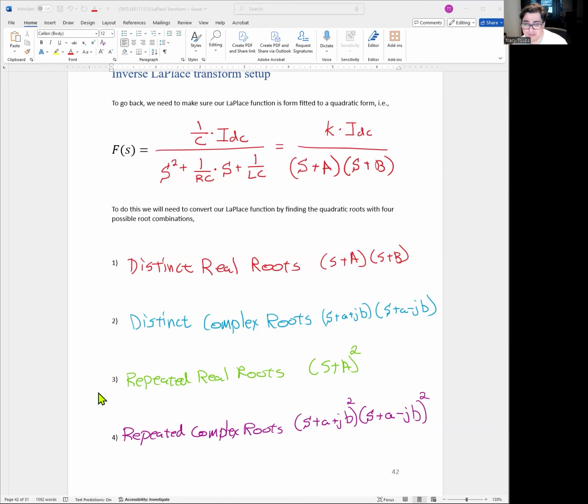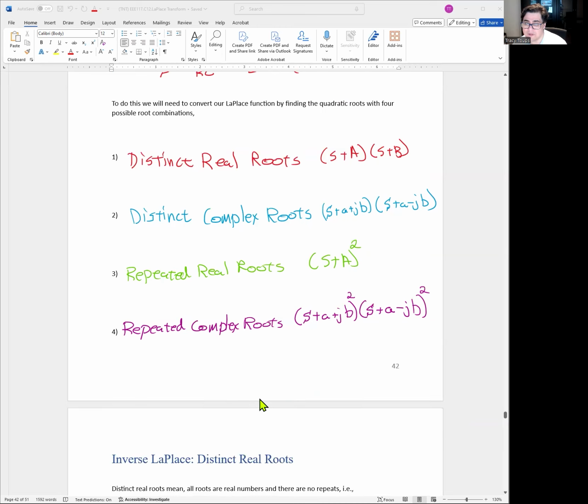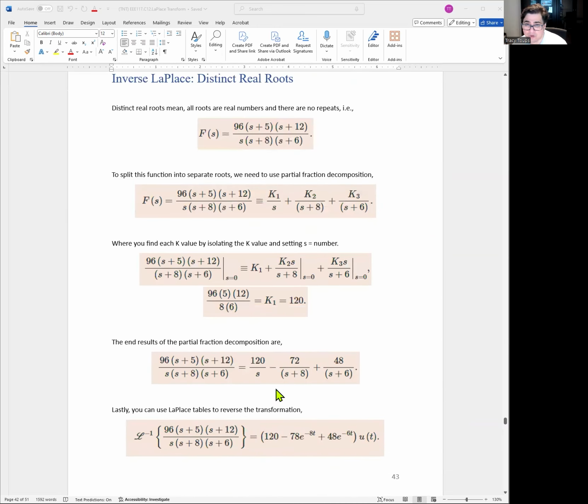Okay. You could have a third one called repeated real roots, where you have the same roots twice. S plus 3 times S plus 3 is S plus 3 squared. And in a very rare case, you can have repeated complex roots, where it's just regular complex roots, except you have 2 copies of each. Okay. Whichever answer you get, they'll always fall into one of these 4 categories. Okay. And then you could go to each one.